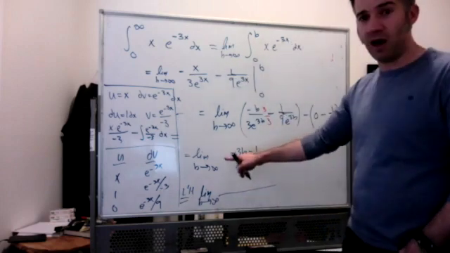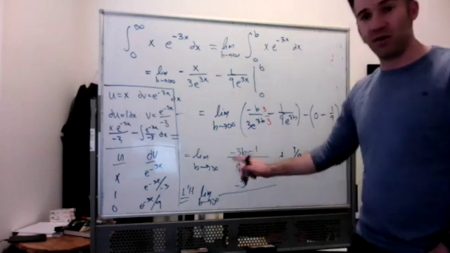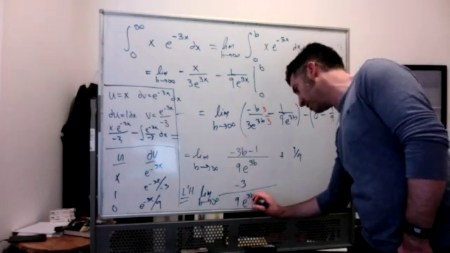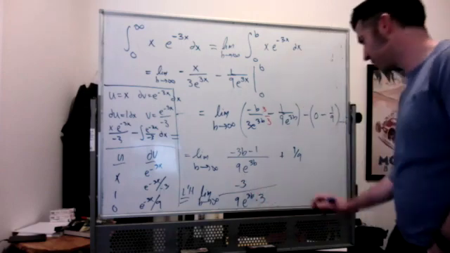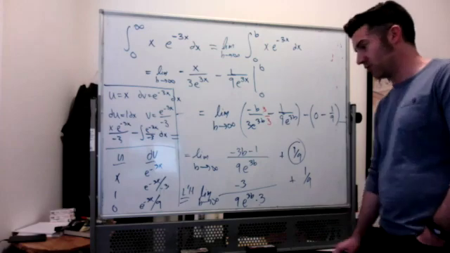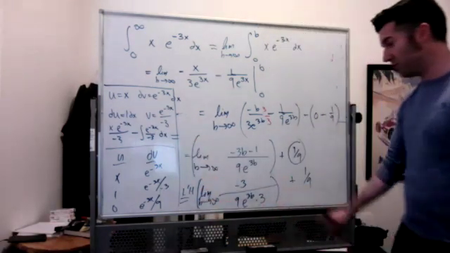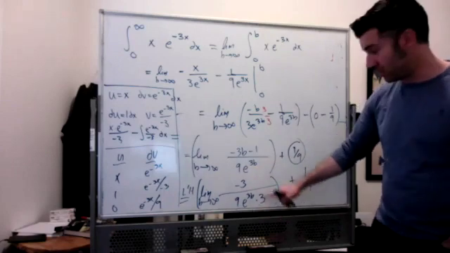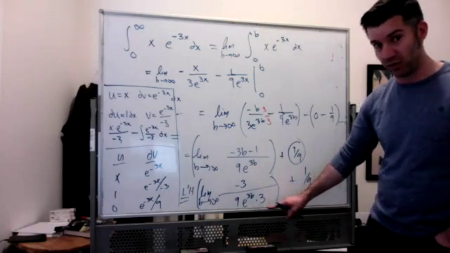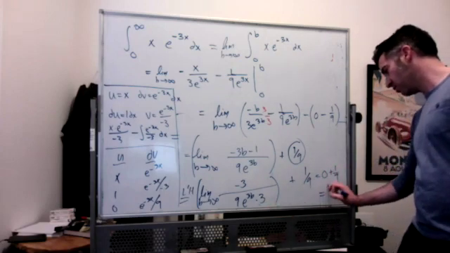the derivative of the top, negative 3b minus 1, is just negative 3. The derivative of the bottom, the derivative of 9e to the 3b, is 9e to the 3b times 3. And then this just sticks around, right? This is kind of on its own. Well, now this is clearly 0 because the numerator is negative 3 and the denominator is infinitely large. So this is going to be 0 plus 1/9, which is 1/9.